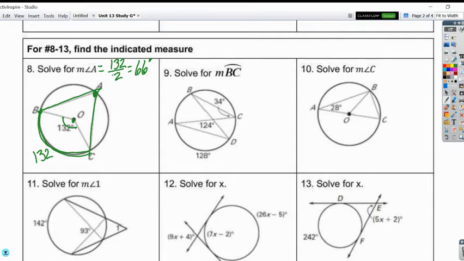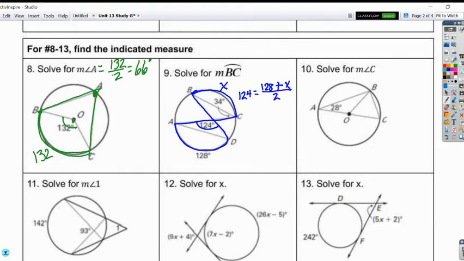Now our number 9 wants arc BC. So for arc BC, let's see, what can we use to figure this out here? Well, I see that I've got some bow tie angles in here. So with that angle 124 being an inside the circle angle, I'm thinking about how 124 is equal to 128 plus some unknown arc that I don't know. We can call arc BC x and divide that by 2.